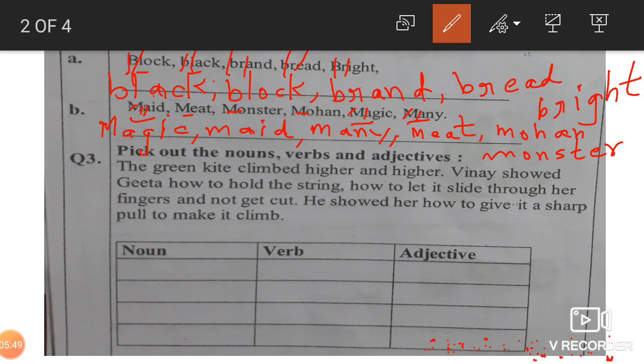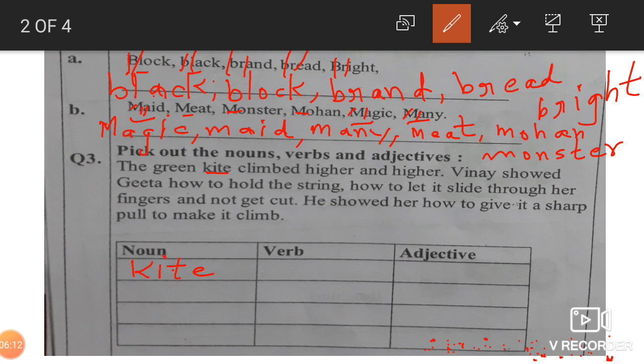Pick out the nouns, verbs and adjectives. Now you have to be a little careful because one of the words is an adverb here and the infinitive verb is there. So we will select only the verb. So don't get confused. Okay. The green kite. First we will select only the noun. Kite cheez hai beta. It is a thing. A noun is a name, place, animal, thing.